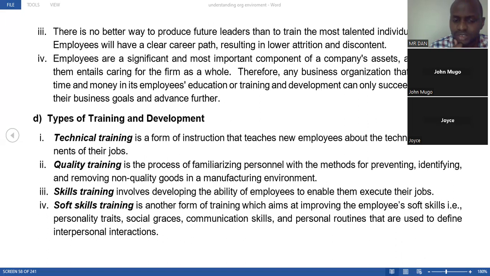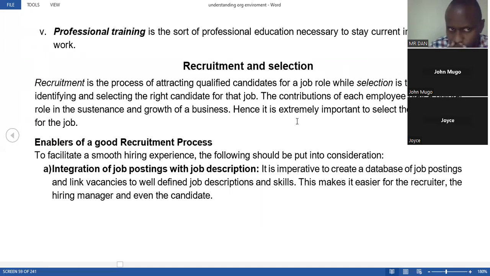Then you have soft skill training, another form of training which aims at improving employees' soft skills. And here we are talking about training on personality, training on communication, and training on other issues, maybe interpersonal interactions, so that you become better in how you perform some duties.